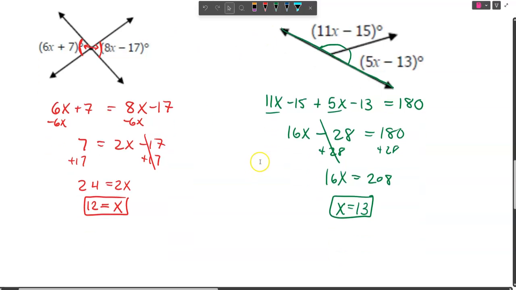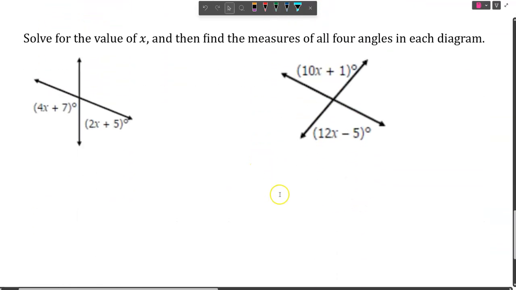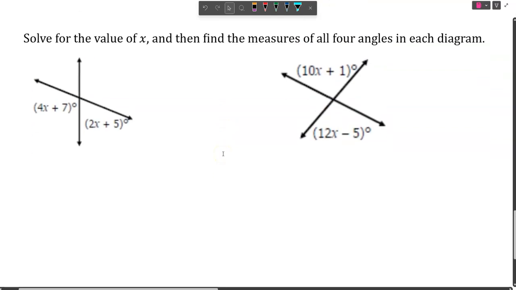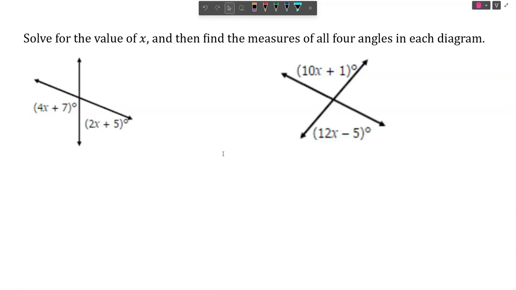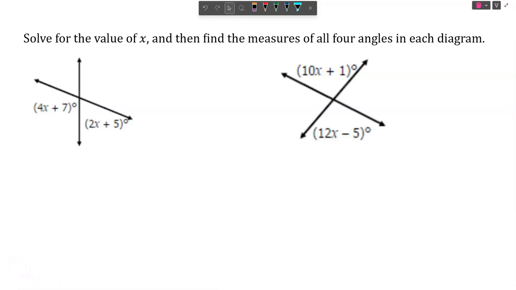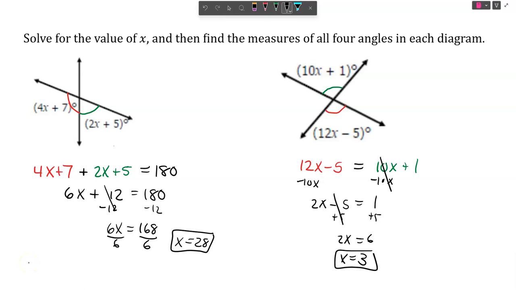All right, it's time for our final questions, and that is going to be another set of solving for x. So for this one, go ahead, press pause. I'm going to have answers pop up on the screen in about 10 seconds. Here are our answers for these.